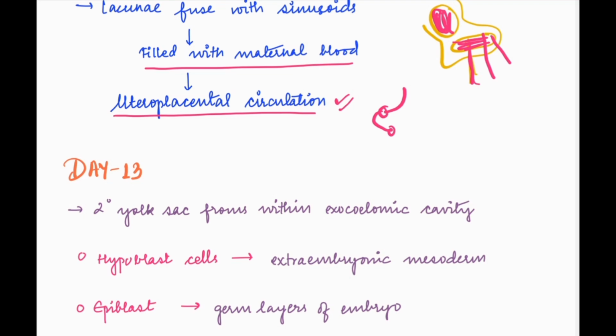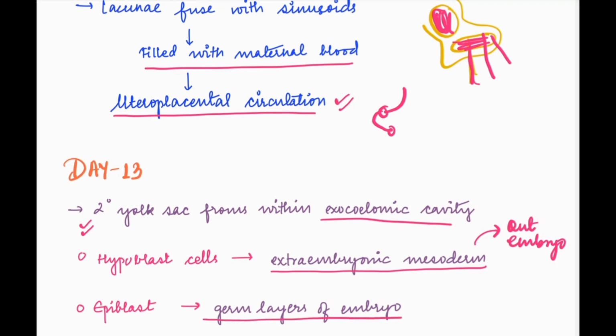Around day 13 or so, the secondary yolk sac formation takes place in the exocoelomic cavity. The hypoblast cells get converted into the extraembryonic mesoderm, which is present outside the embryo, and your epiblast is ready to form the 3 germ layers of the embryo, that is ectoderm, mesoderm and endoderm.